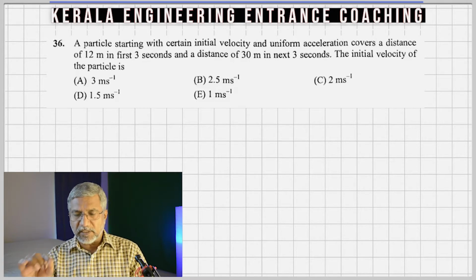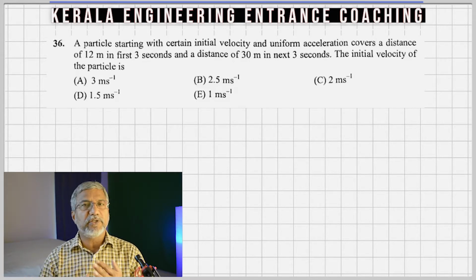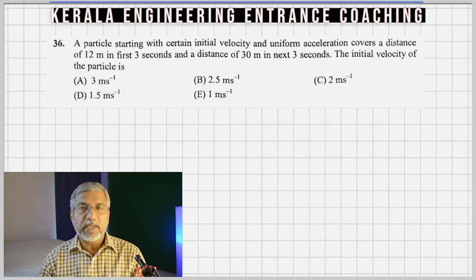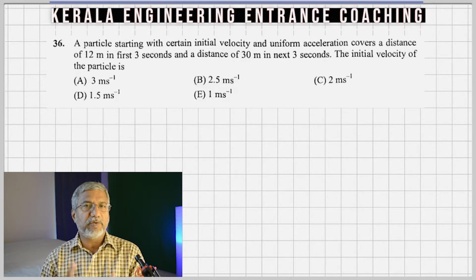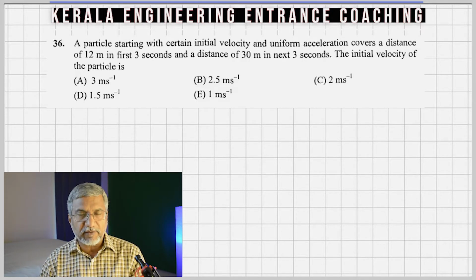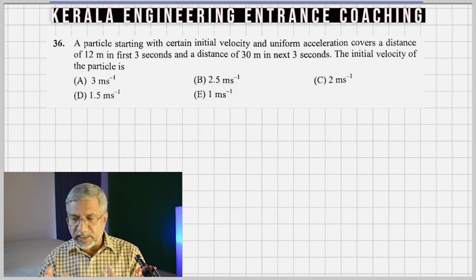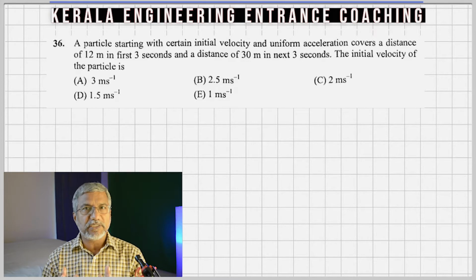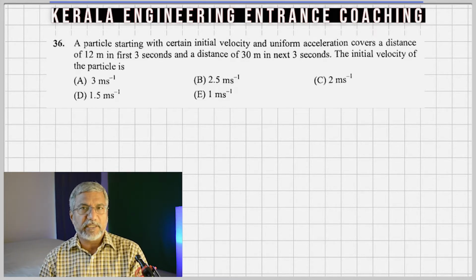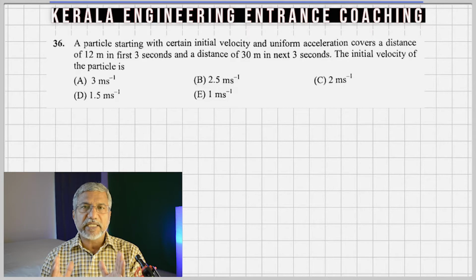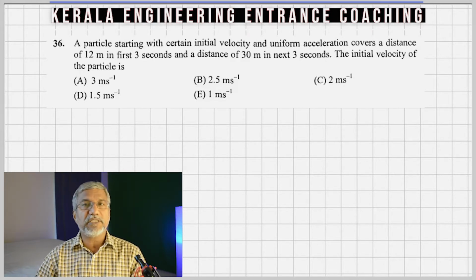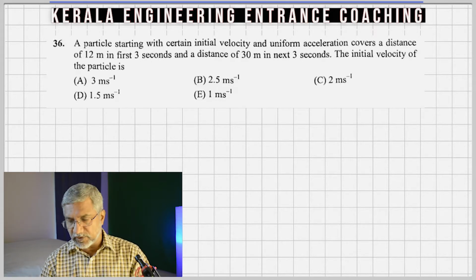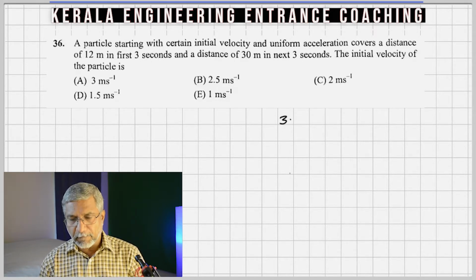So a particle starting with a certain initial velocity. So we do not know the initial velocity. We know it has a uniform acceleration, but the acceleration is not given. So we don't have the initial velocity. We don't have the acceleration. We know that it covers a distance of 12 meters in the first 3 seconds. So we can use a kinematic equation and get one equation for that. And then it covers a distance of 30 meters in the next 3 seconds. We'll come to that. First, let's take the first one.